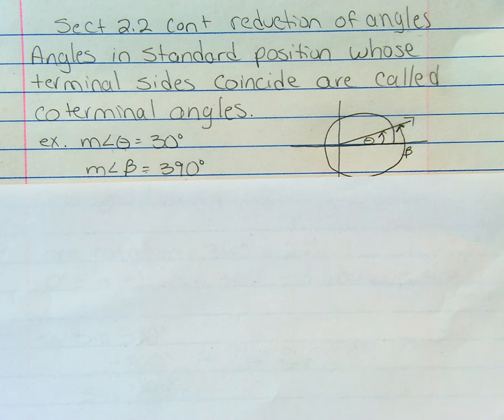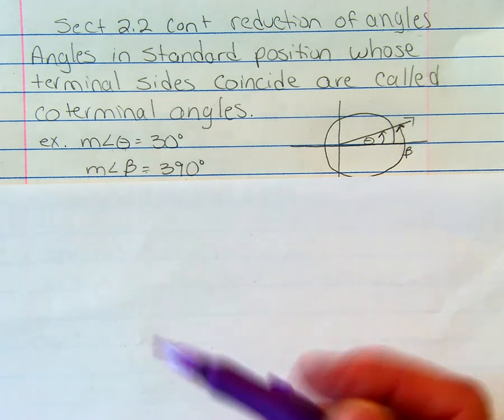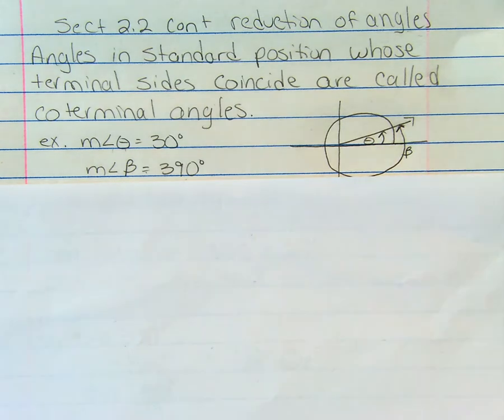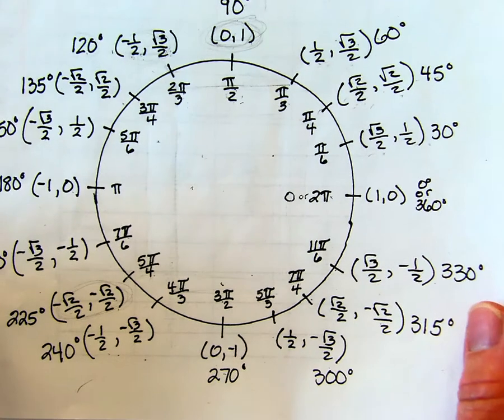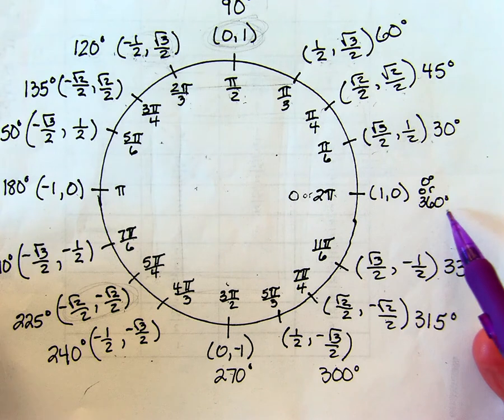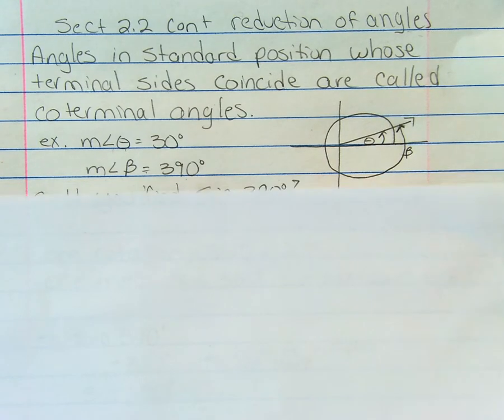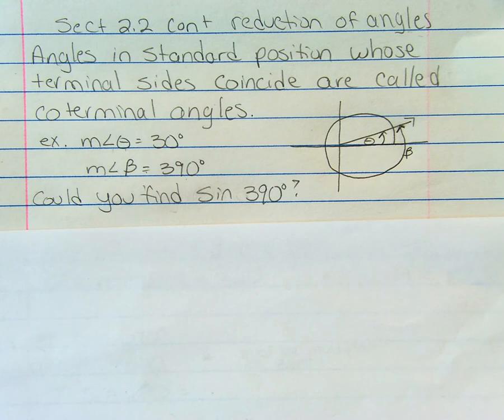Okay, so now that you've written this down, we're going to talk about how you could find 390. How am I going to find it if I ask you to find the sine of 390 or the cosine of 390? How would you do that? Because on the unit circle, it only goes up to 360. So how can you figure out the sine of 390? Well, luckily for you, I'm your teacher, and I'm going to show you how to do that. So the question is, could you find the sine of 390? So write that down.